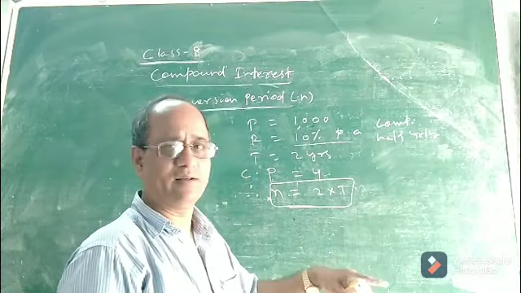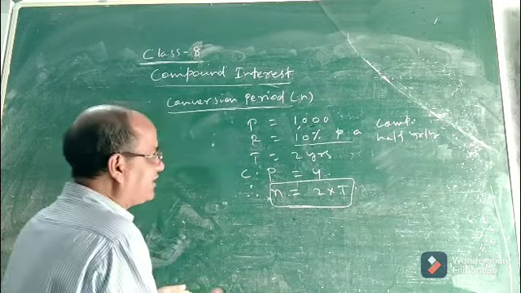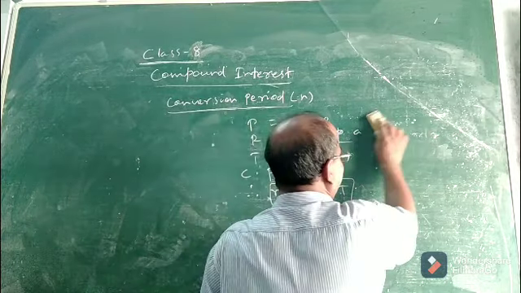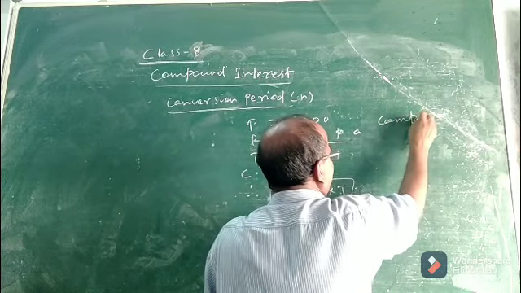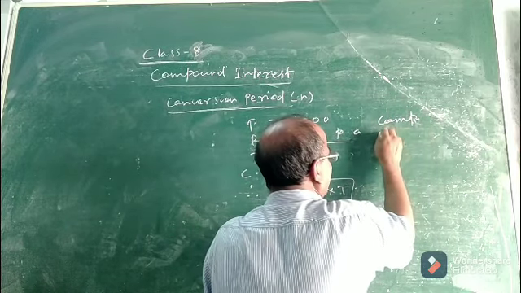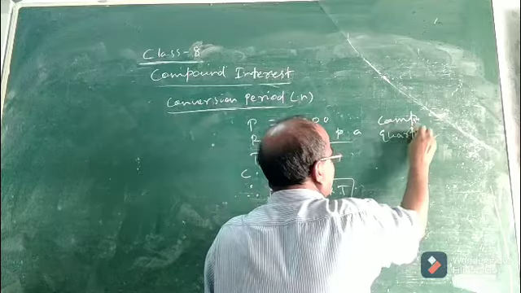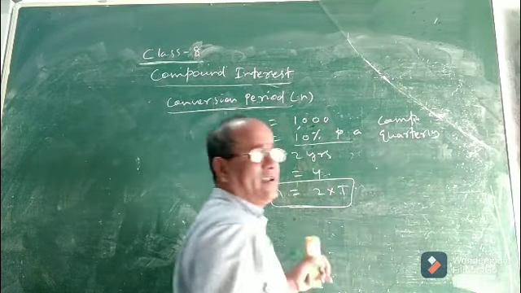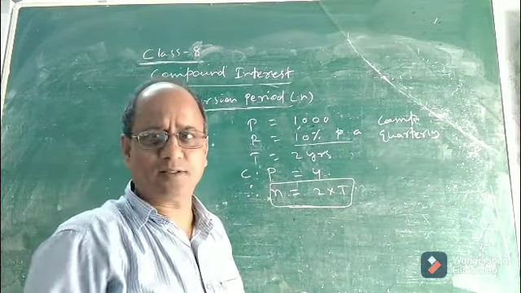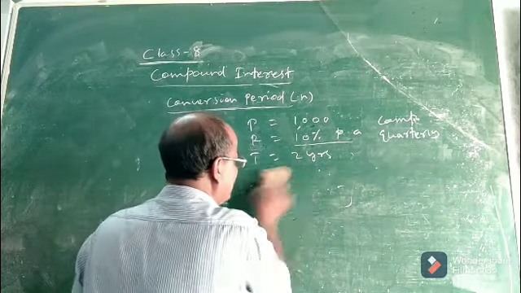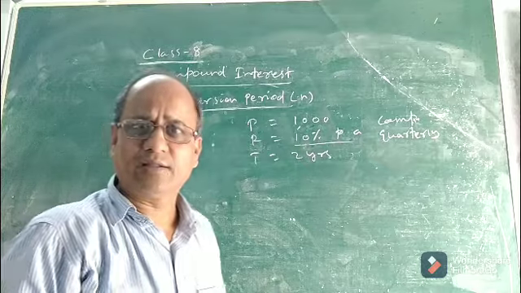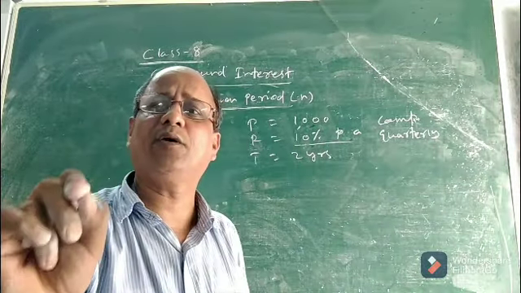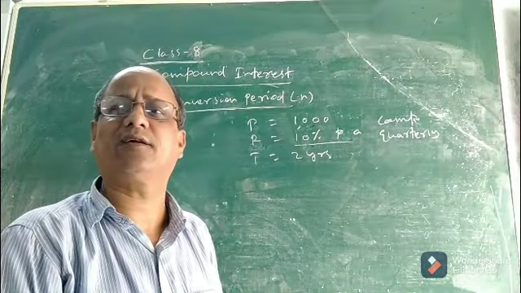Okay. Now let us consider the third case. Suppose it is compounded quarterly at 10%. What is the meaning of quarter? I said it is every 3 months. Every 3 months the interest will be compounded. That means 4 times in a year. If the interest is compounded every 3 months, then it will be compounded 4 times in a year.